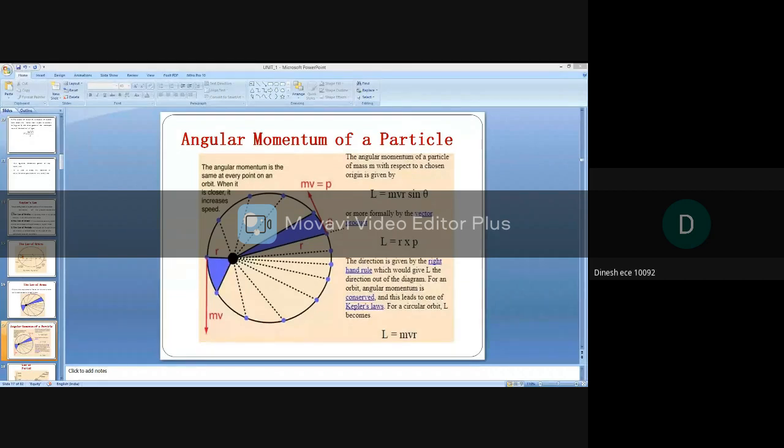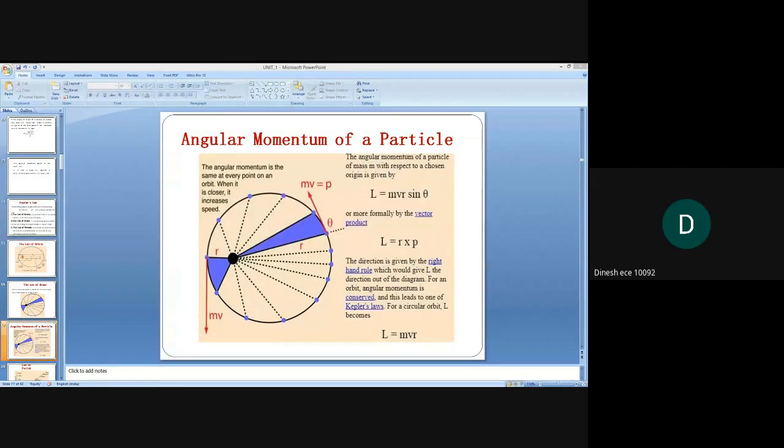So you can see in the diagram the angular momentum of a particle. The angular momentum is the same at every point on the orbit. So when it is closer, it increases its speed. That's all. The remaining all will remain the same.